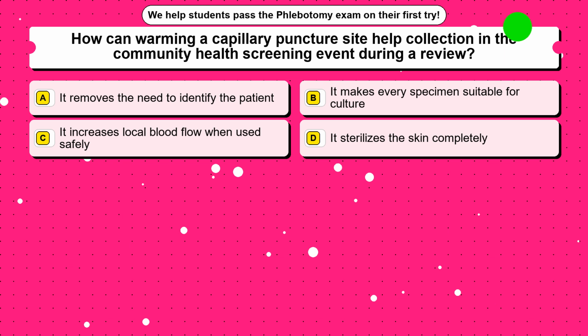Question 87. How can warming a capillary puncture site help collection in the community health screening event during a review? Option A. It removes the need to identify the patient. Option B. It makes every specimen suitable for culture. Option C. It increases local blood flow when used safely. Option D. It sterilizes the skin completely.